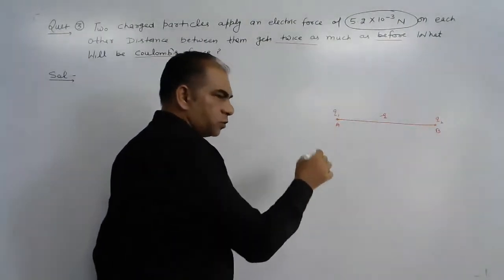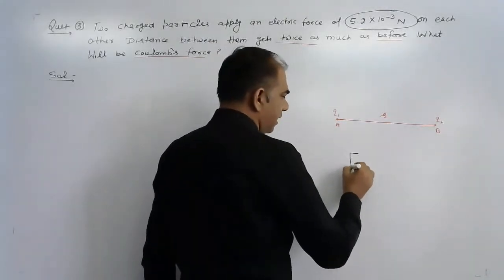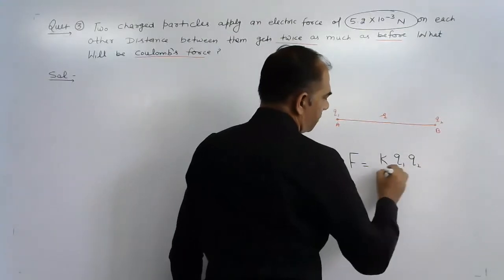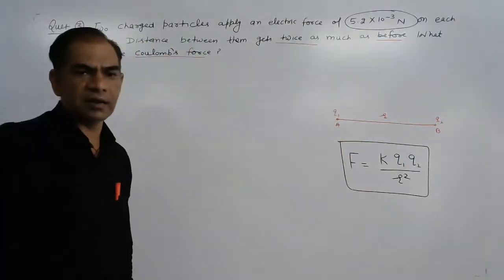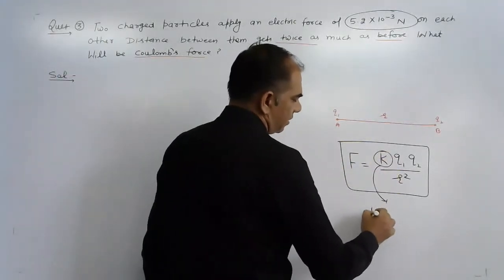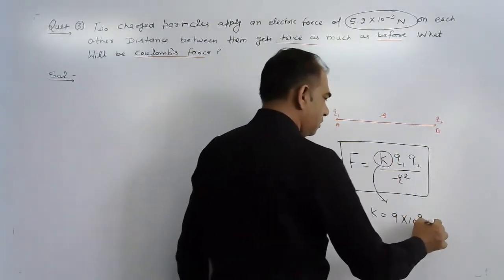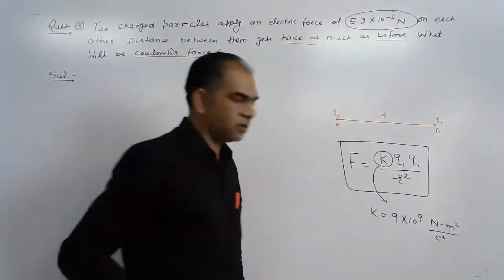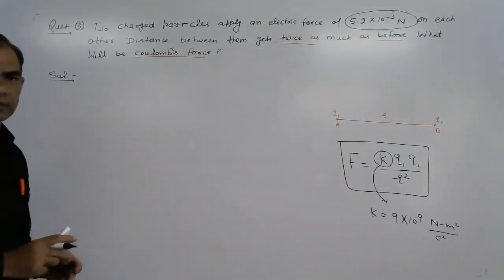First of all, what formula do we use here? We use the formula F = K Q1 Q2 / r². This is the general formula we apply here. Here K is a constant, and K is equal to 9 × 10^9 Newton meter square per Coulomb square. This is the constant, with this value. So we solve this question.